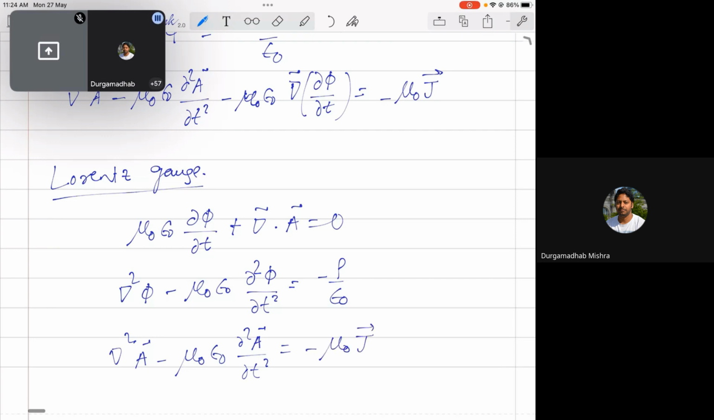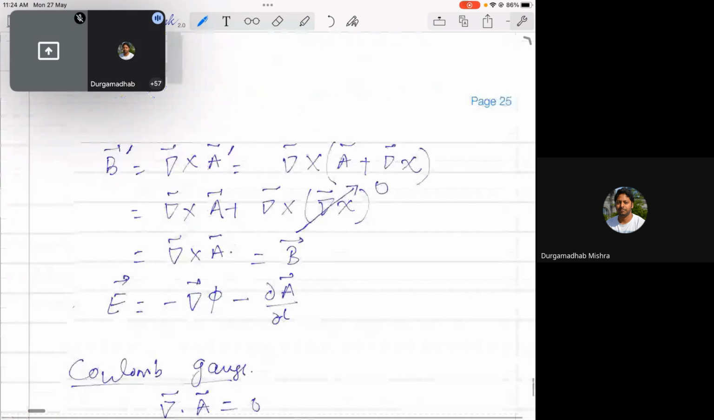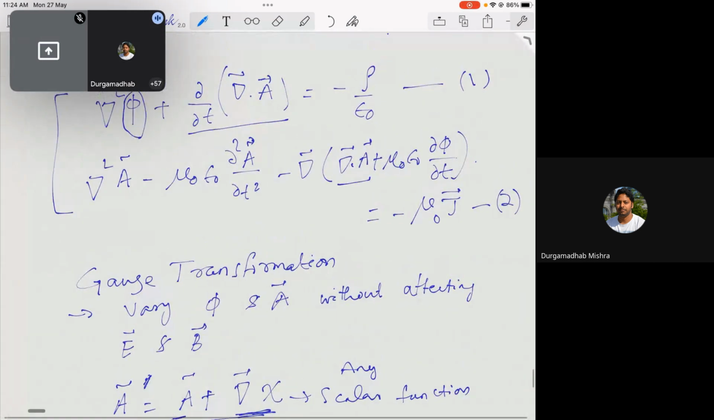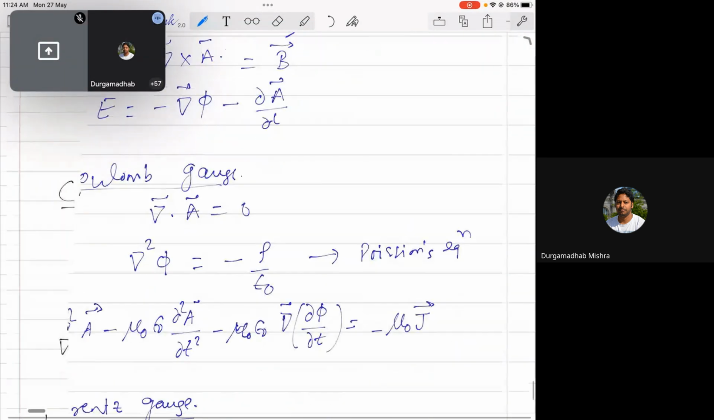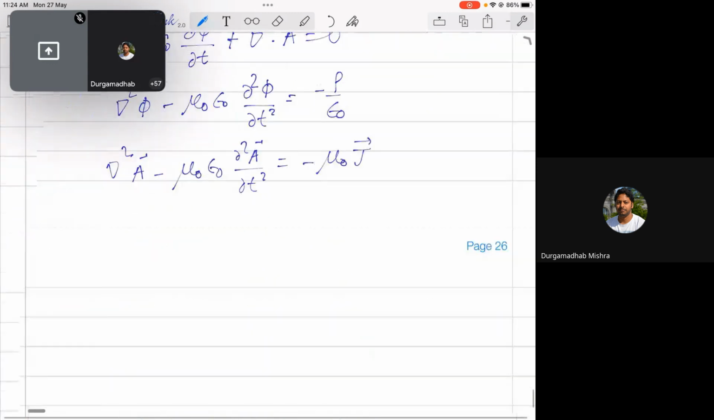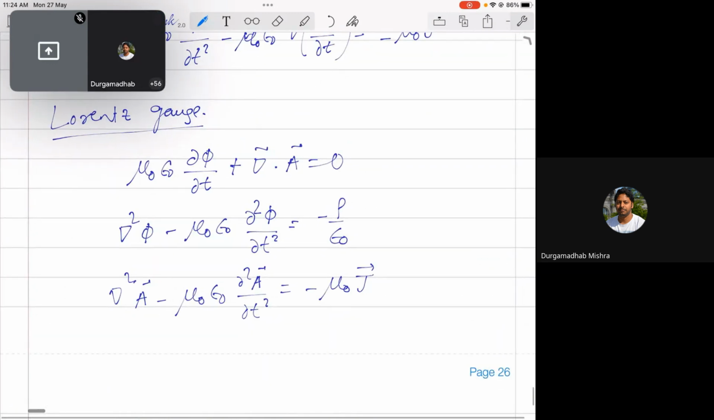So if you substitute this condition in equations 1 and 2 that we wrote here, you will get these two equations in case of Lorentz gauge. Okay, so this is the condition.